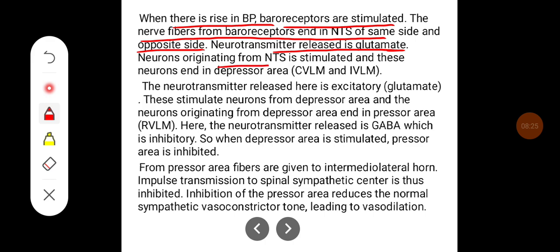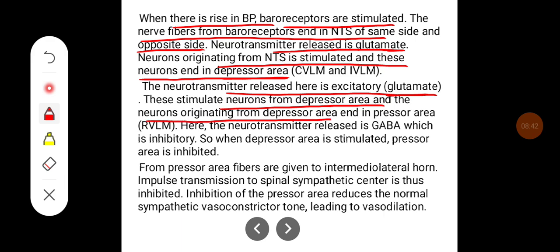Neurons originating from nucleus tractus solitarius are stimulated and these neurons end in the depressor area. The neurotransmitter released here is excitatory, that is glutamate. These stimulate neurons from the depressor area, and the neurons originating from the depressor area end in the pressor area, that is in RVLM. Here the neurotransmitter released is GABA, which is inhibitory. So when the depressor area is stimulated, the pressor area is inhibited.